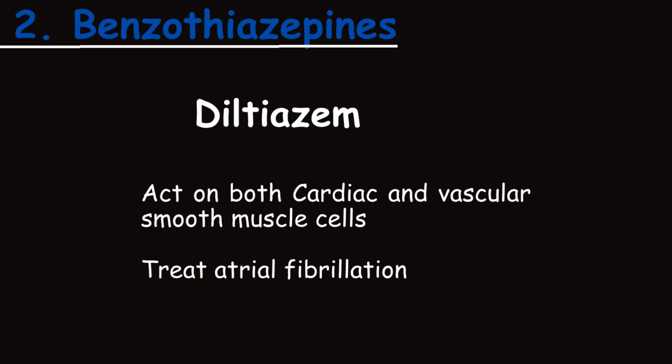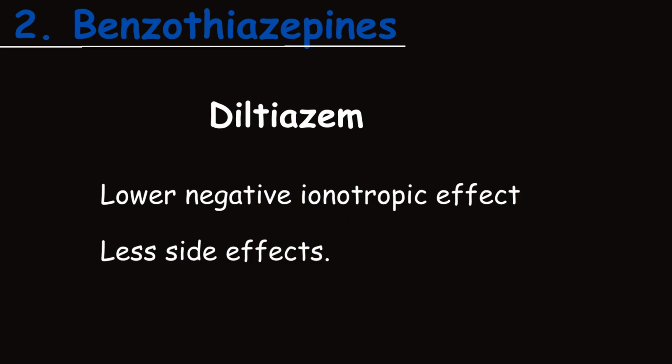Second, we have benzothiazepines that include diltiazem. Similar to verapamil, it affects both cardiac and vascular smooth muscles. It is used to treat atrial fibrillation as well. But it has a less pronounced negative inotropic effect on the heart, and the side effects associated with this drug are also less pronounced.